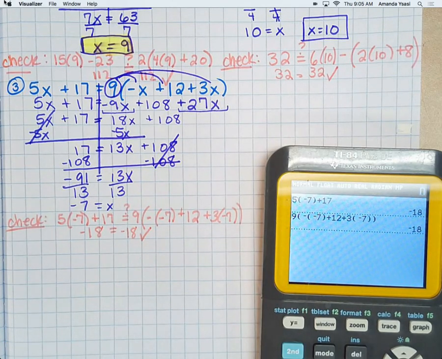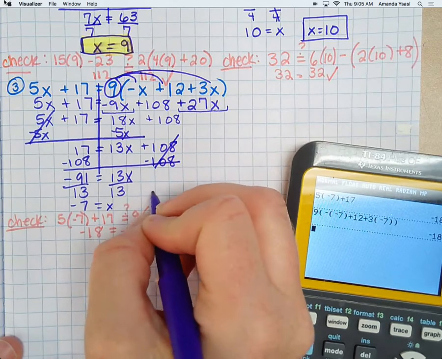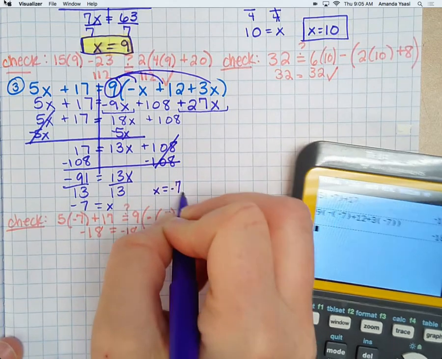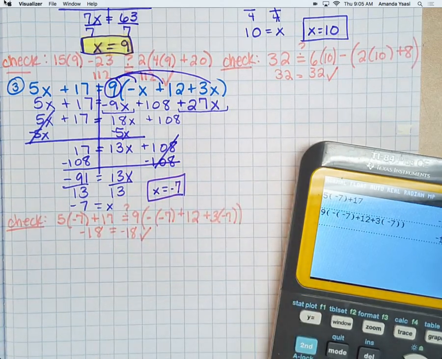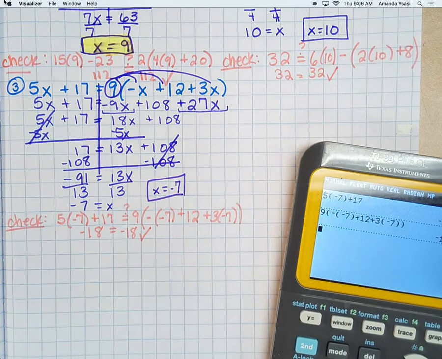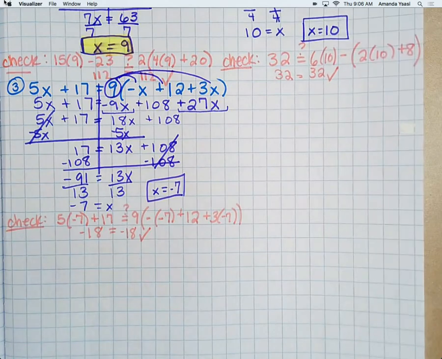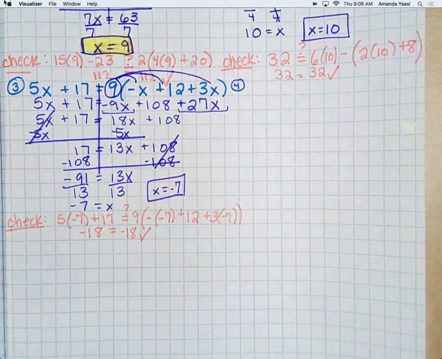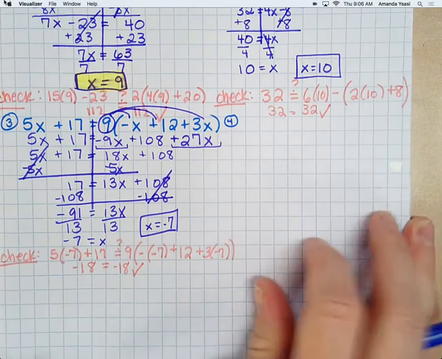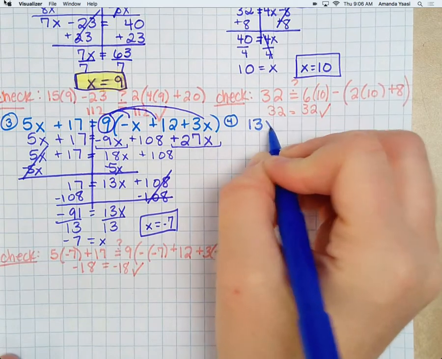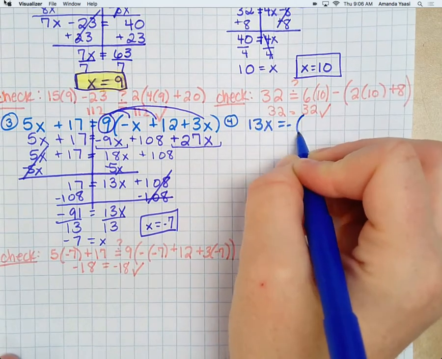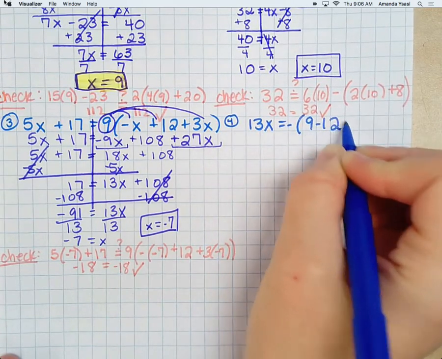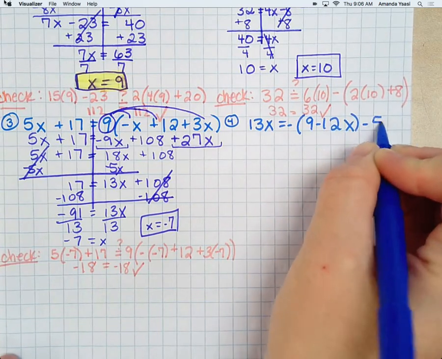And our correct answer is, I like writing it the other way, x equals negative 7. Negative 7 equals x is the same thing, but I like to write it the other way. Number 4. x equals negative parentheses 9 minus 12x minus 5.